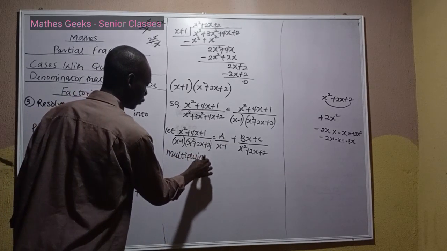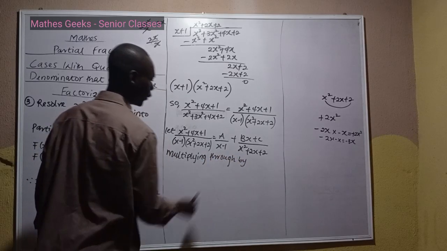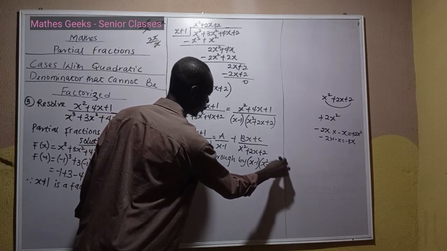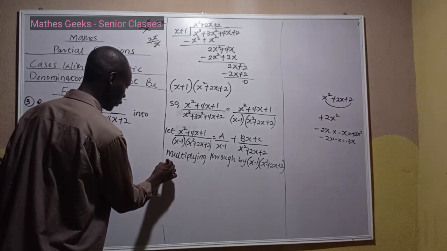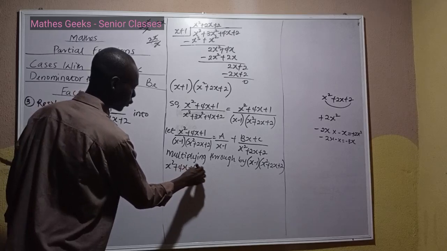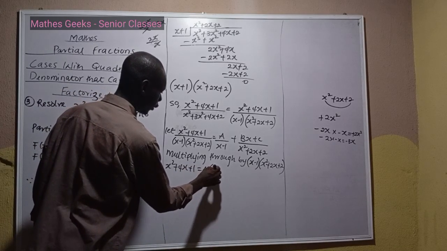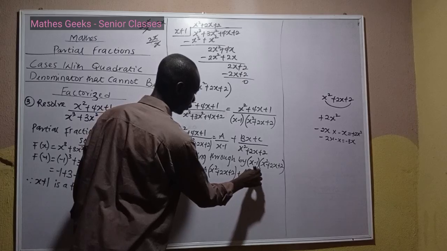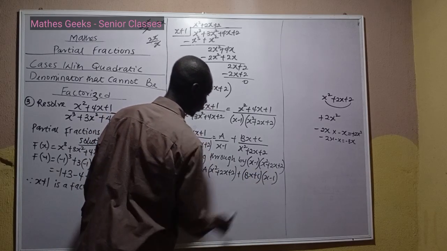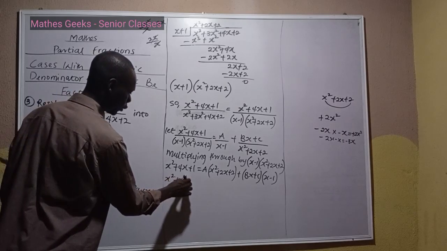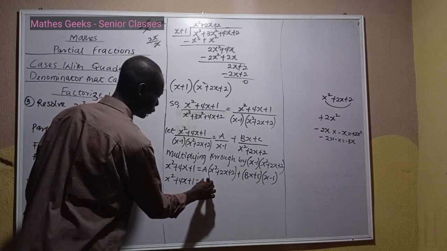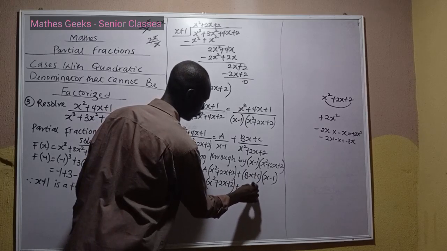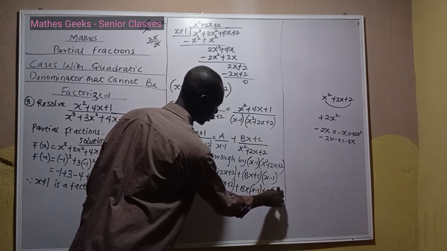Multiplying through by x minus 1 times x squared plus 2x plus 2, we're going to have x squared plus 4x plus 1 equals e times x squared plus 2x plus 2 plus bx plus c times x minus 1.